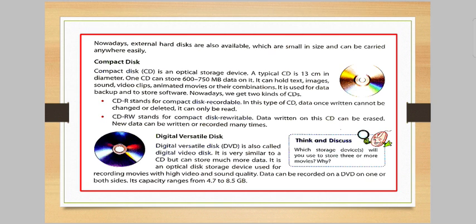Next is DVD. Digital versatile disc is also called digital video disc. It is very similar to a CD but can store much more data. It is an optical disc storage device used for recording movies in high video and sound quality. Data can be recorded on one or both sides of a DVD. Capacity ranges from 4.7 GB to 8.5 GB.